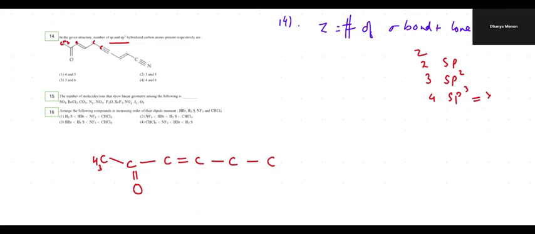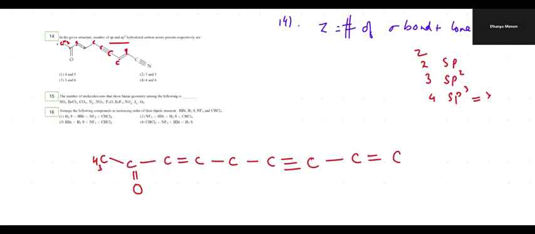Yes, so 1, 2, 3, 4, 5, 6. The sixth carbon has a triple bond, and the triple bond is connected to another carbon here. So this is incomplete. I have to fill in the hydrogens. Let me just draw the skeleton first. Here is another carbon. So 1, 2, 3, 4, 5, 6, 7, 8. This is the ninth carbon, but it has a double bond.